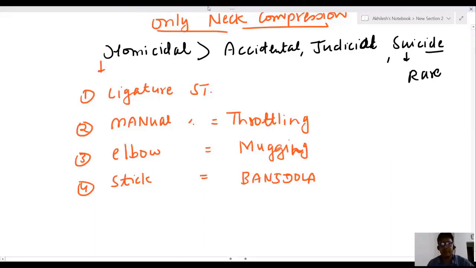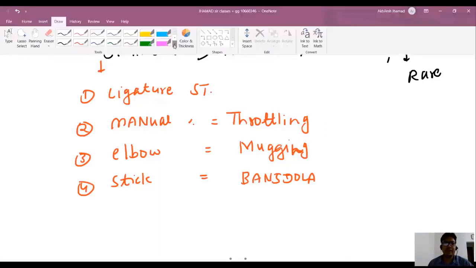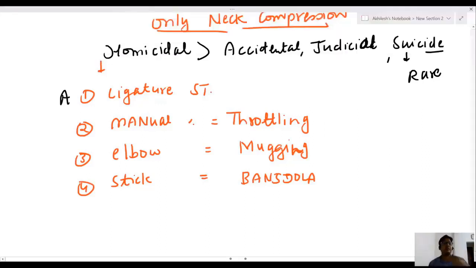Now, Doctor Sahab, see, this ligature strangulation can be accidental. Sometimes a female is not killed by someone, but is going somewhere and gets strangled by a dupatta or chunni. That may be accidental. Even mugging can also be accidental. Like I'm a mother holding my child, and suddenly the child's neck comes in this elbow. This can also be accidental. Even bansdola can also be accidental.